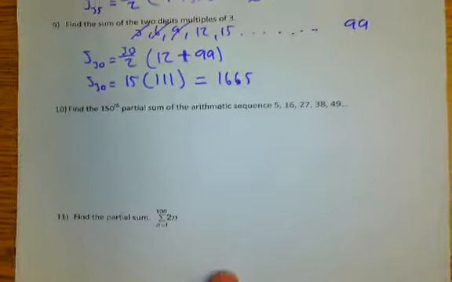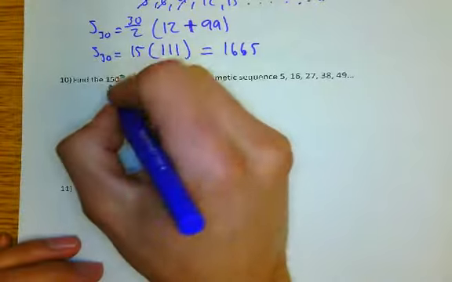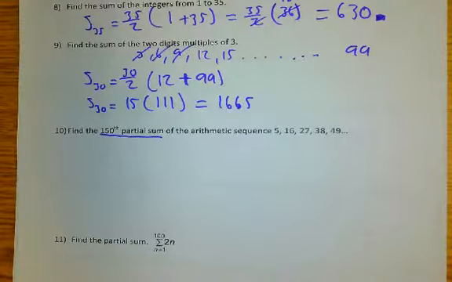Do you only use 99 because 3 goes into it? Yes, I use that because 3 goes into it. So if it would have been 4, what's the highest two-digit number that goes into 4? 96. Then I would use 96. Cool? All right. This means that you're adding the first 150 terms.